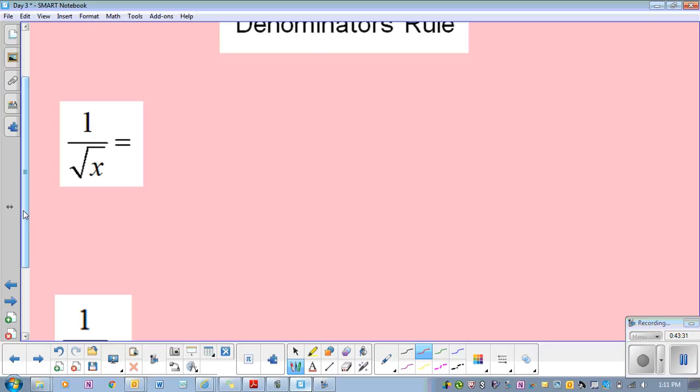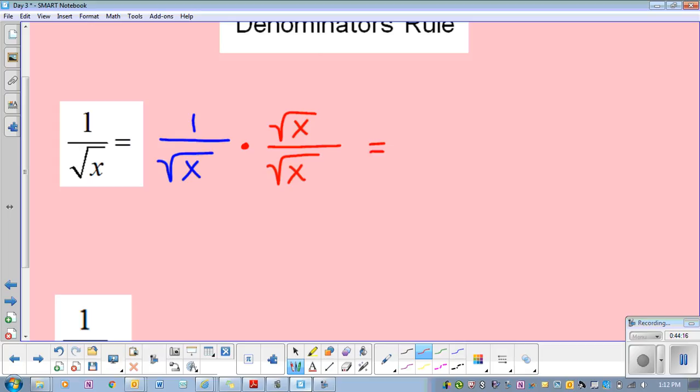So if I have something like 1 over the square root of x, that needs to be changed. In order to get rid of this square root in our denominator, I need to multiply it by the square root of x over the square root of x. Which looks really weird, but isn't that just 1? The same thing on top, same thing on the bottom, so I'm just multiplying it by 1.